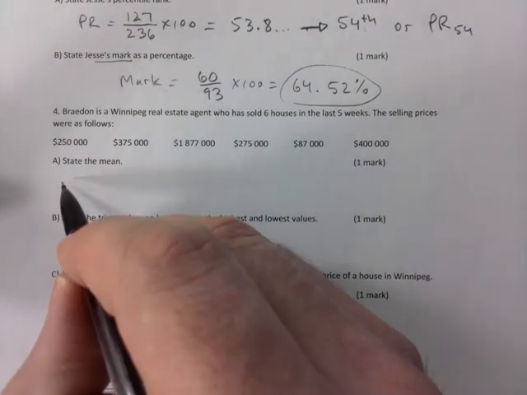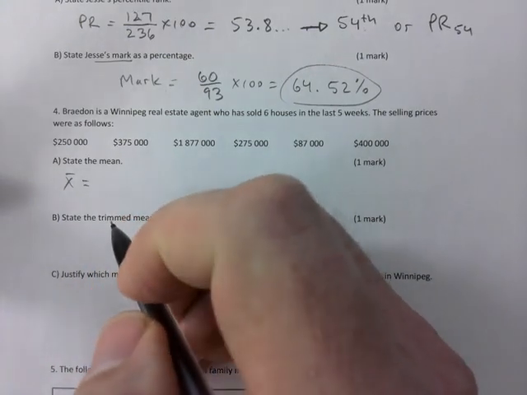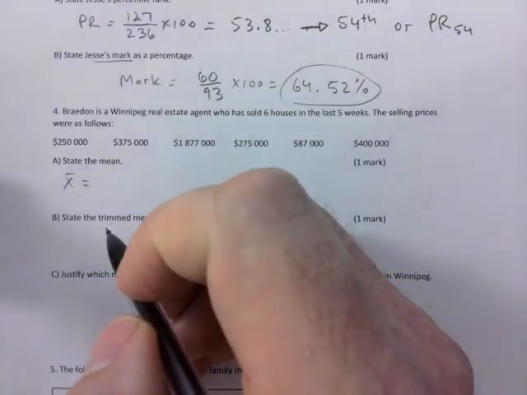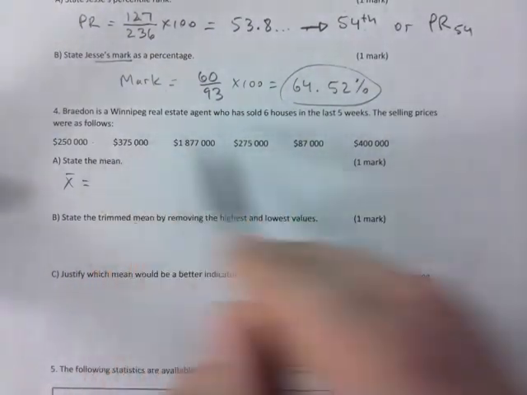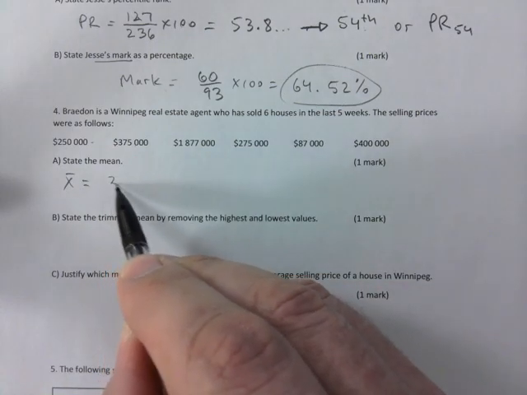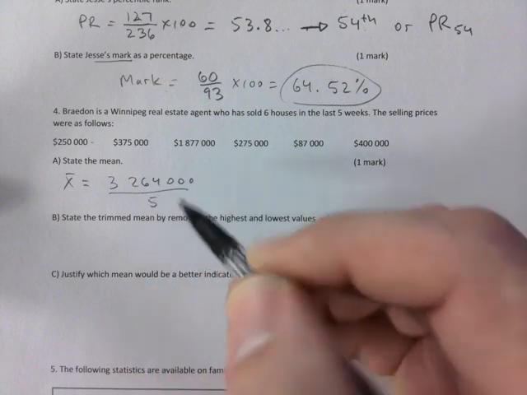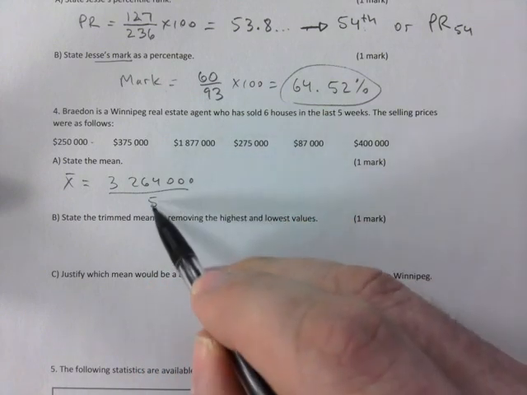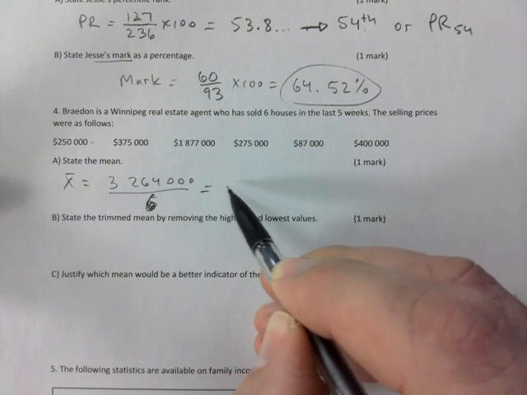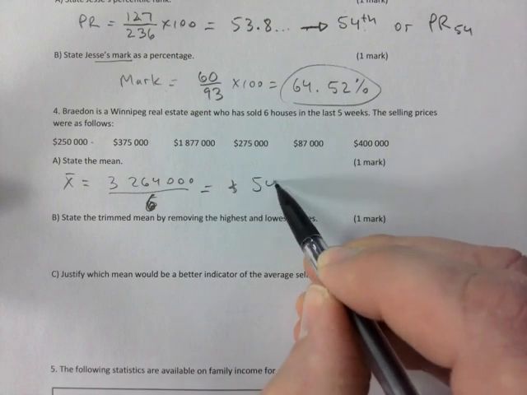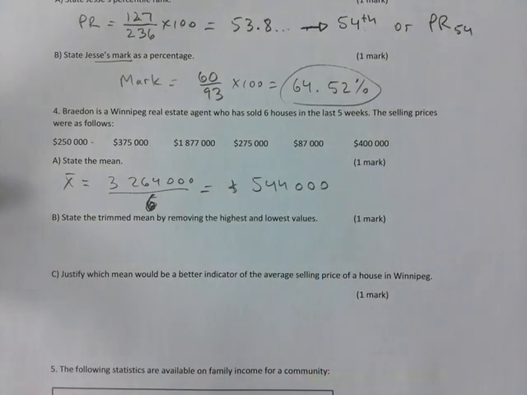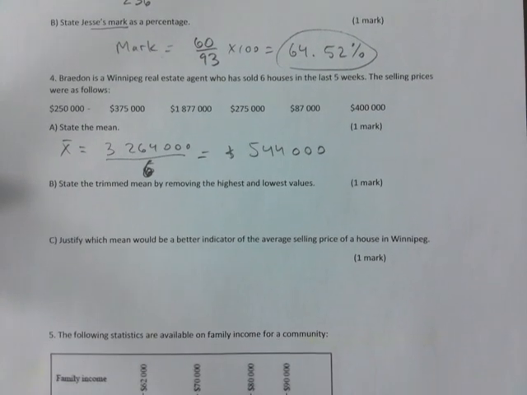State the mean. So we're going to find the average. I'm going to just go on my key here to make it a little bit faster. So if you add up everything, that's this divided by 5. No, sorry, 6. 6 houses that are being considered. So that's 544,000. You have to have a dollar sign to get the full marks here. Okay. So that's just your normal average.